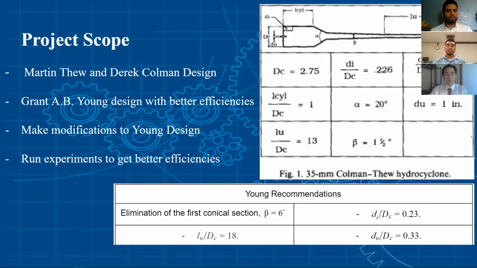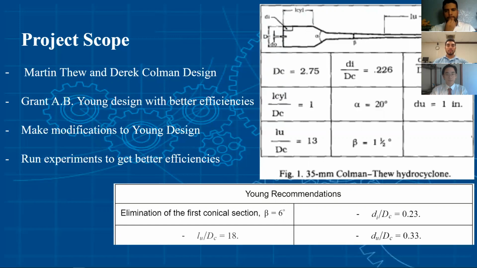Grant Young later performed his own experiments using Coleman and Dew's recommended design and managed to obtain higher efficiencies at higher flow rates by making some modifications. Young's recommended modifications can be seen in the lower picture. He eliminated the first conical section so that the hydrocyclone will have one cylindrical and only one conical section, increased the beta angle, and also made changes, as seen in the picture, to some of the ratios.